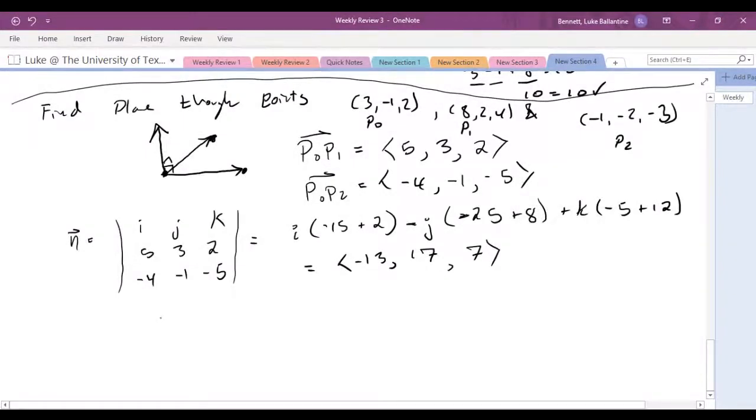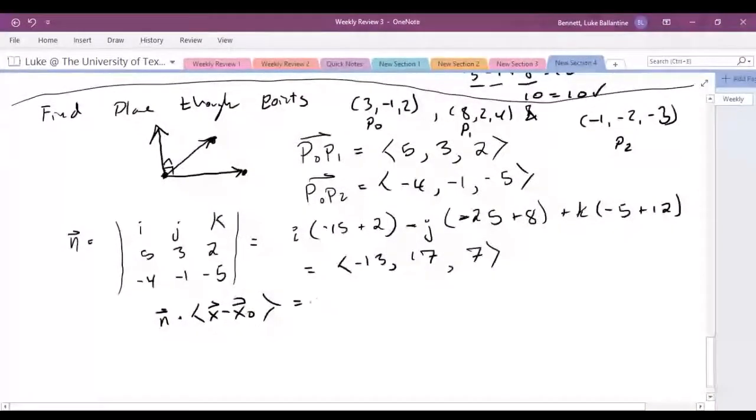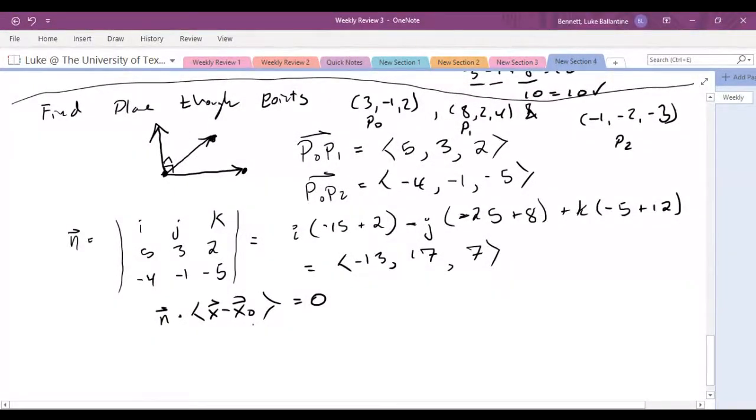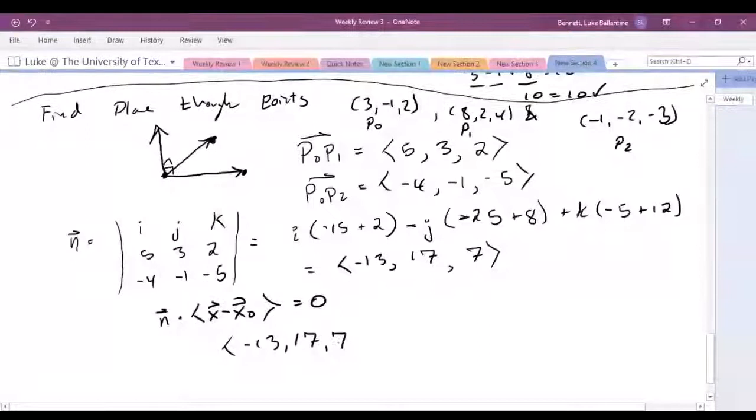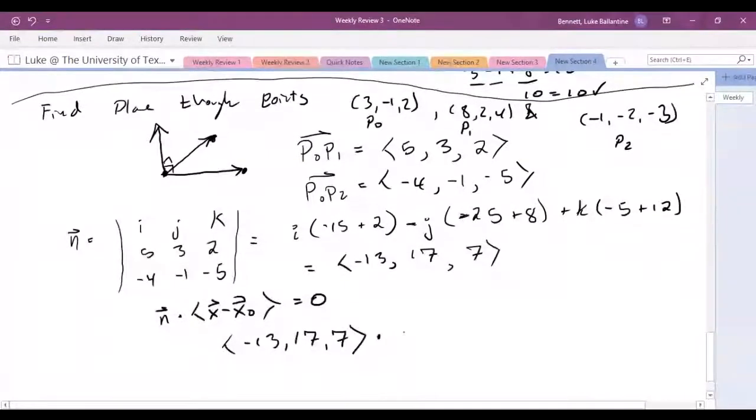And then we can do n dot x - x0 = 0. Okay, so we get -13, 17, 7 dotted with x minus, and any point, let's do P naught. We could have picked P1, we could have picked P2, but let's just do P naught.